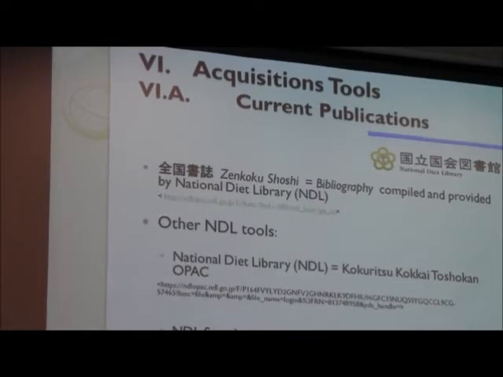And also there's the NDL Search. Mainly this is for public services and not for selection, because it's a discovery type of database, so it provides you a variety of materials. But for selection, I'm not sure how useful this is. But anyway, if you can find an effective way to use it, it may be useful for you.